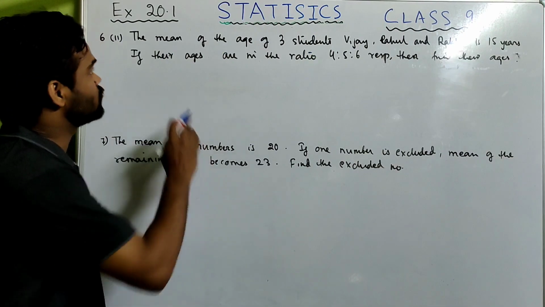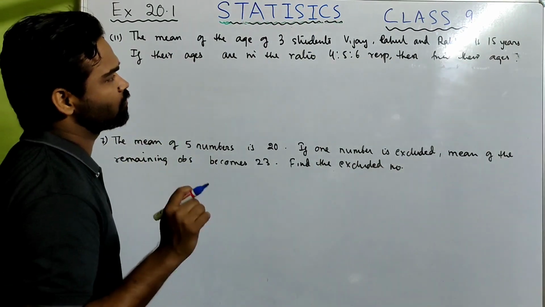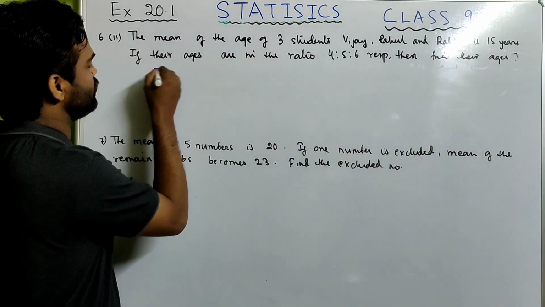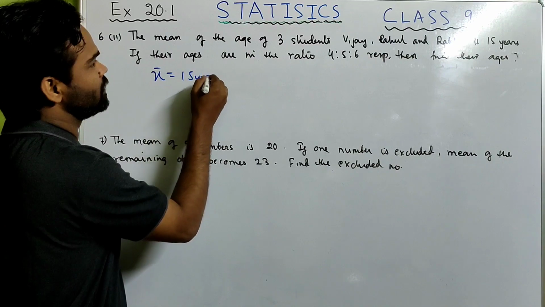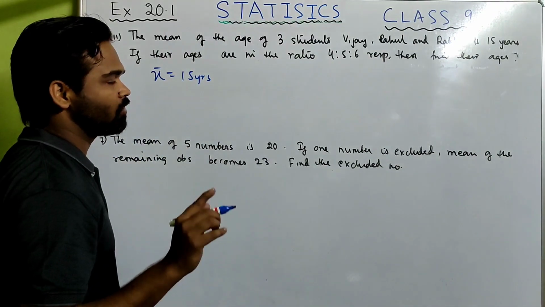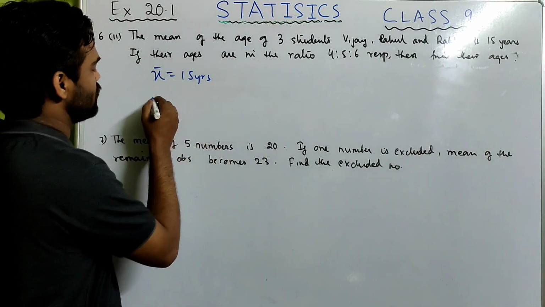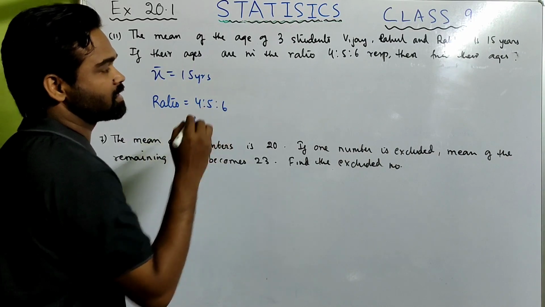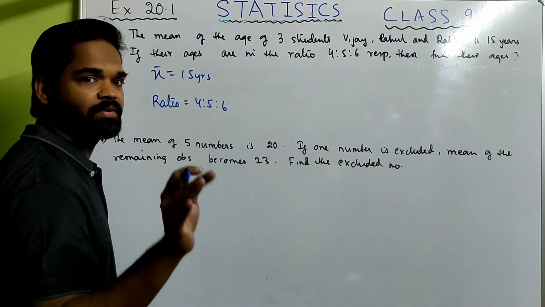Now look at 6 part 2. The mean of the age of 3 students, Vijay, Rahul and Rakhi, is 15 years. The mean given to us is 15 years. If their ages are in the ratio 4:5:6 respectively, then find their ages.